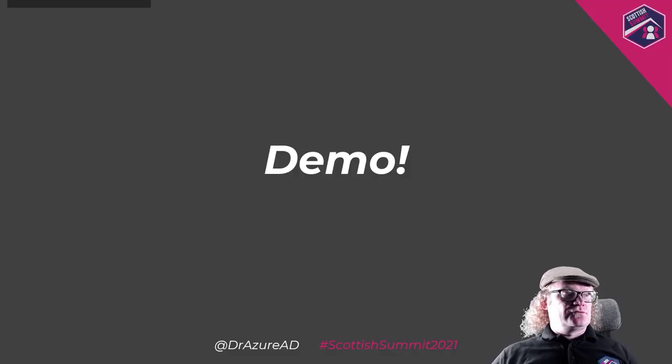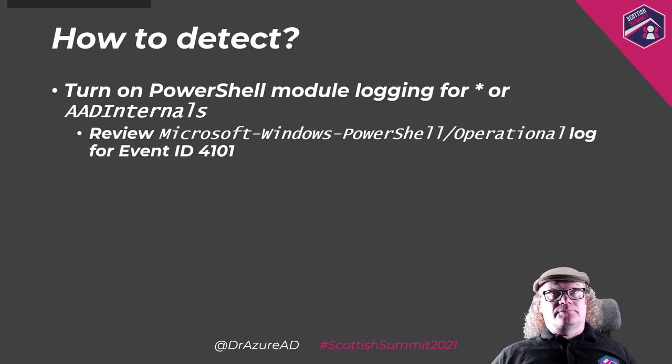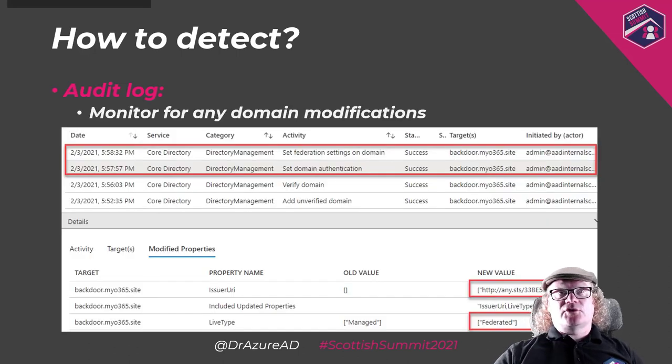And then how to detect this? Well, again, the same PowerShell module logging, that's one option. But I would try to monitor logs instead of that. So you should monitor your audit log of Azure AD and look for any events that have something to do with domains. So first of all, you don't add domains very often. And if there's any activity regarding federation settings, that's very alarming, especially if there are things like any STS, because that's what AAD Internals is currently using. And you shouldn't see anything like that in a production environment.